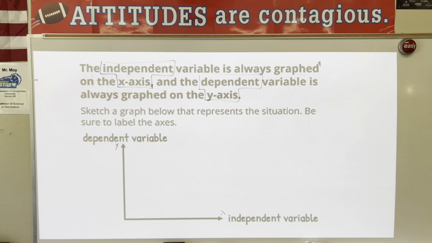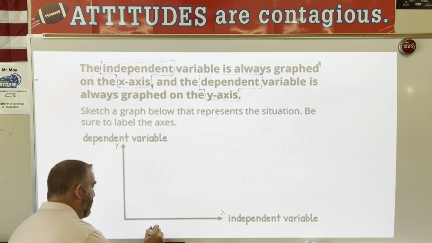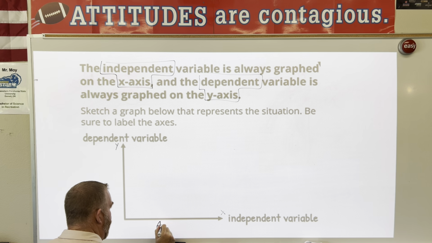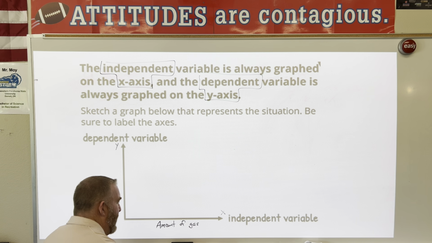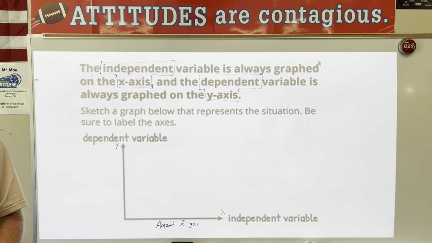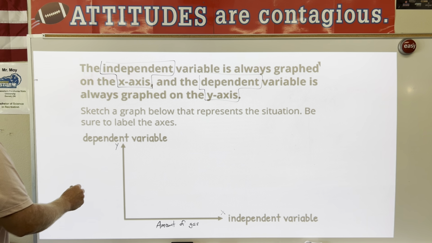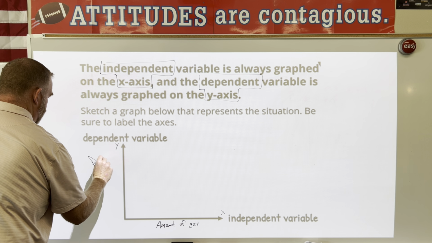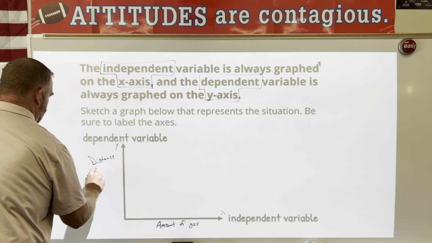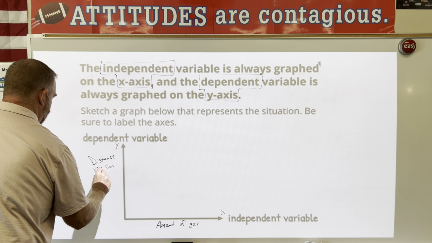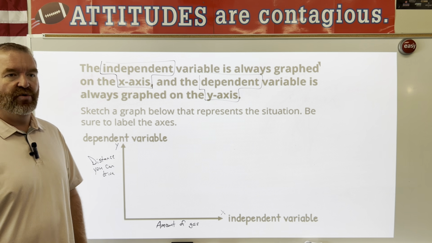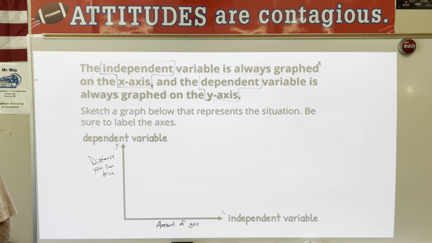What is x? What is independent in the situation we were just talking about? How much fuel? Okay? So gasoline, amount of gas. So let's put amount of gas. The amount of gas is your independent variable. And what is the result? The distance you can drive. When you do these charts, by the way, always label what you have. Always label what each side is, okay? Because if you just do a chart, how do we know what it is?